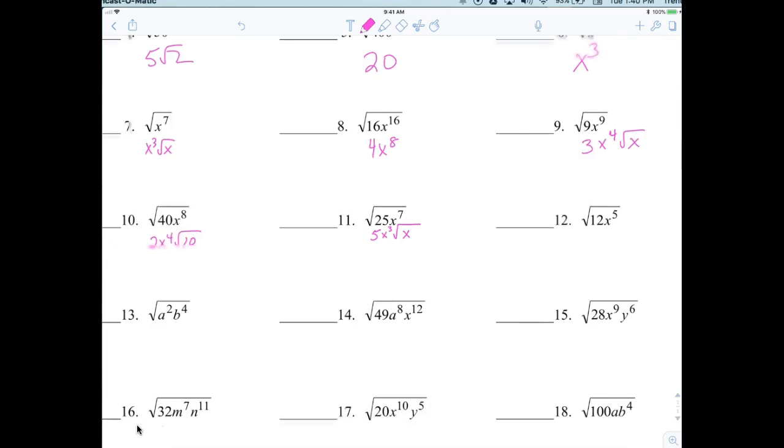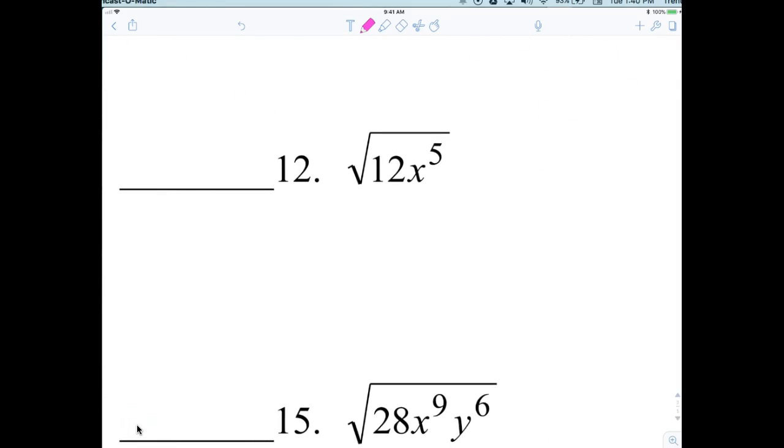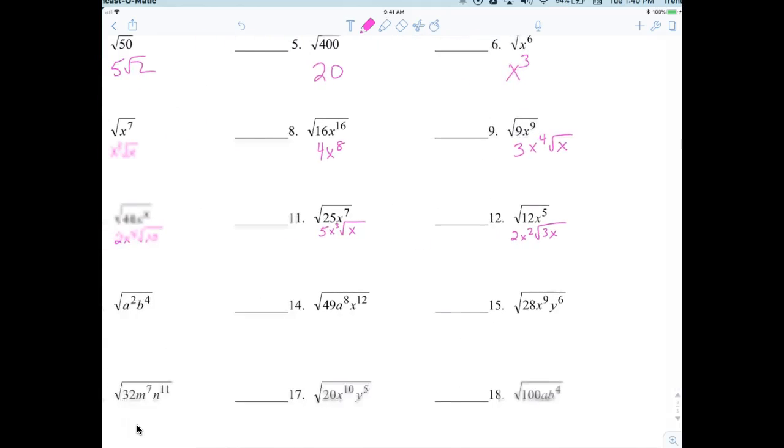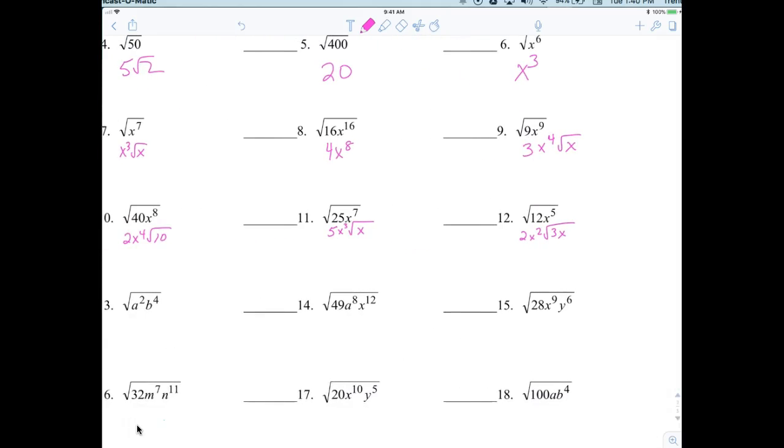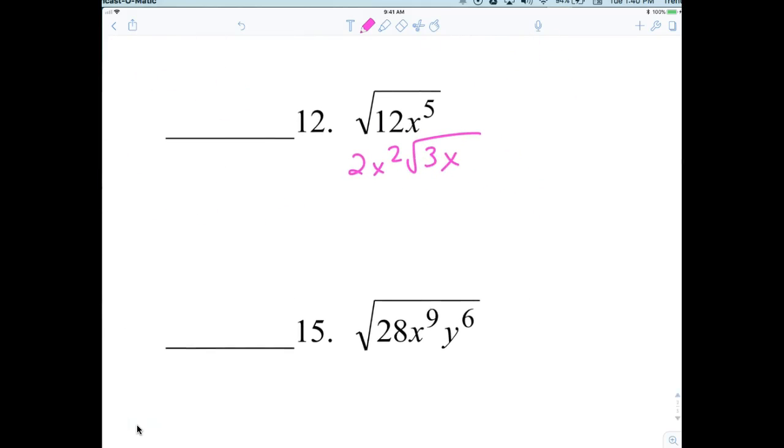All right. Zoe, it's Caden, here we go. Number 12. If you want, you can just look up there on the board. Wow, I'm good. All right. Thank you very much. Everybody okay with 2x squared radical 3x? Who's having a problem? Divide by 2. You divide exponents by 2.